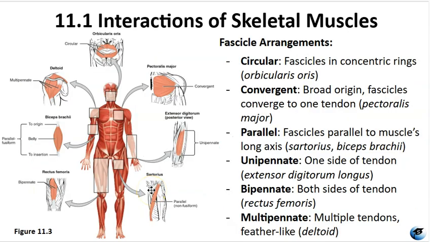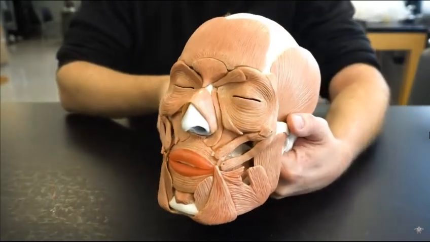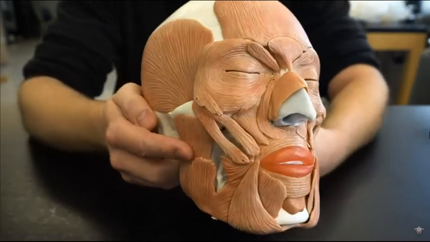Although all skeletal muscle fibers contract similarly, performance varies depending on how muscle fascicles are arranged and how tendons attach to the skeleton. Fascicle arrangements include circular, convergent, parallel, and pinnate. There are 3 types of pinnate forms: unipinnate, bipinnate, and multipinnate, and these are all suited for specific mechanical roles. If you're looking at this anatomical model, you can very clearly see the fiber orientations. This is a very effective teaching tool.